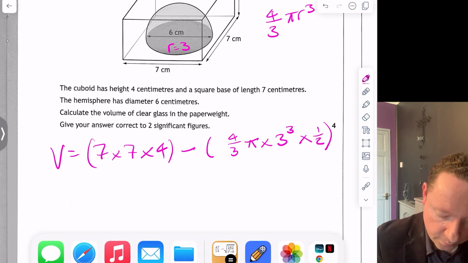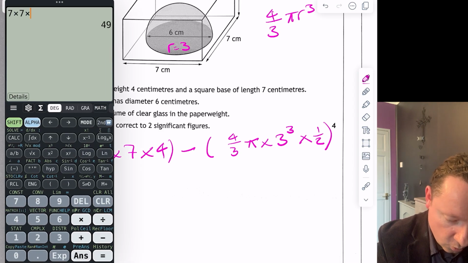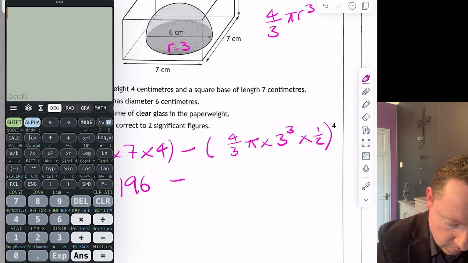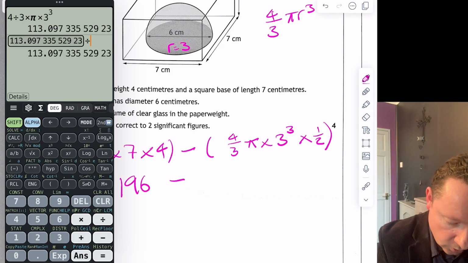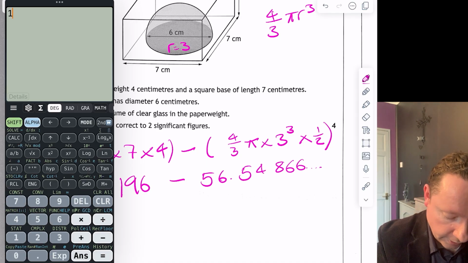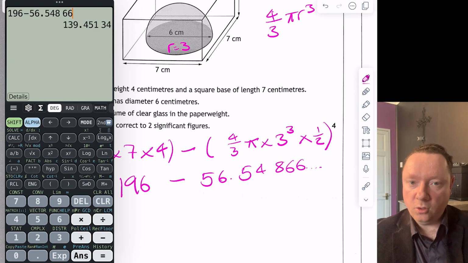Now, most people work these out separately. So 7 times 7 times 4 is 196 minus 4 divided by 3 times the pi button times 3 to the power of 3 is 113.097. Divide that by 2 or times it by a half is 56 point 54866 and so on. Now, I wanted to do significant figures, so just a reasonable number here, and I've put dot, dot, dot to round at the end. 196 minus 56.54866. Now, it would have been 67 actually, but I've put dot, dot, dot, so I'm safe there.